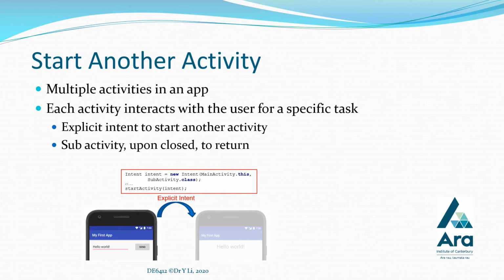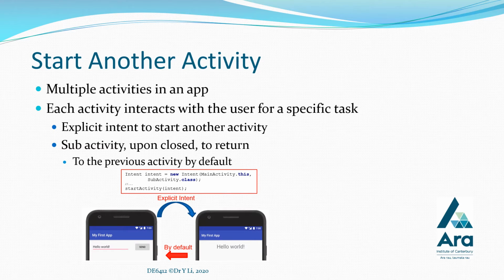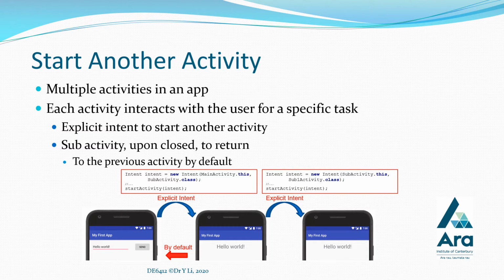When the sub-activity is closed by the user, it will return to the previous activity, the main activity in this case. The current activity can also start another sub-activity in the same way. When it is closed, it returns to this middle one. When the middle one is closed, it will return to the main activity. This is the default setting.